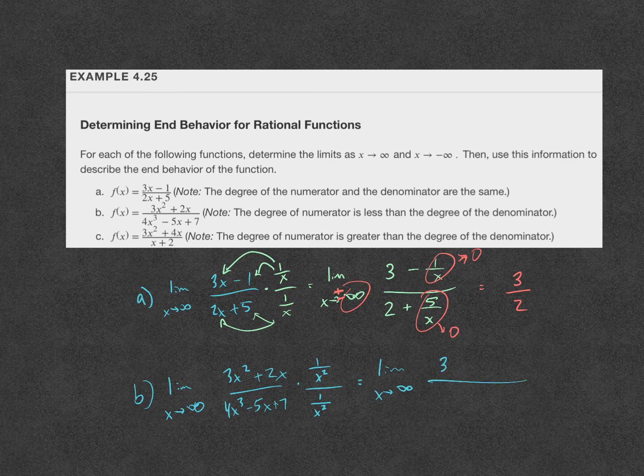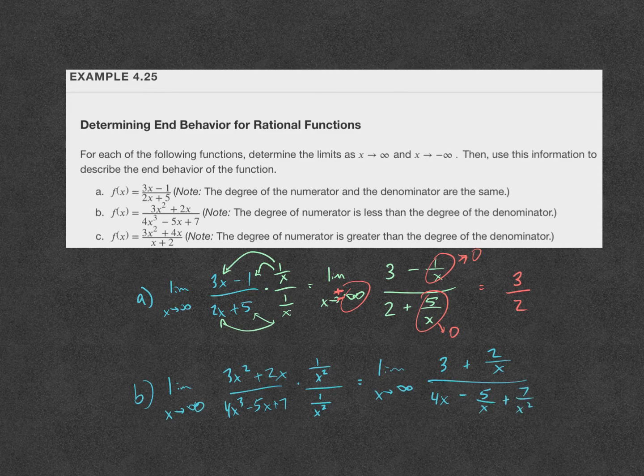Let's see. The first term becomes 3. The x squareds cancel out. Second term, 2 over x. One of the x's cancel out. In the denominator, x squared cancels out. We're left with 4x. 5x over x squared is 5 over x. And then 7 over x squared.